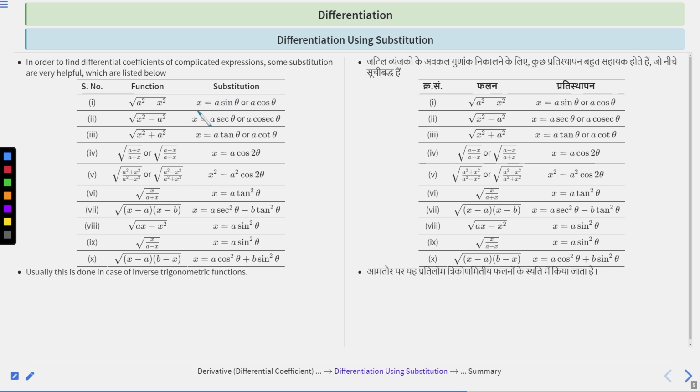Differentiation using substitution. See, in order to find differential coefficients of complicated expressions, some substitutions are very helpful, which are listed below. So if any functions are of these forms, you will remember these substitutions. That is, if you are given any function of this form, you will just substitute x as these things, right? So let's go one by one. If the function is of the form root over a square minus x square, just put x equal to a sine theta or a cos theta, right?